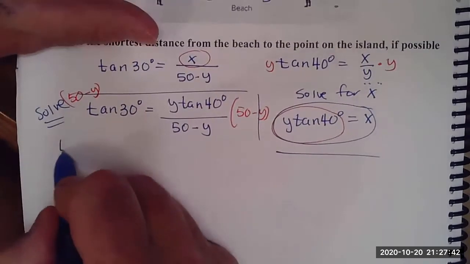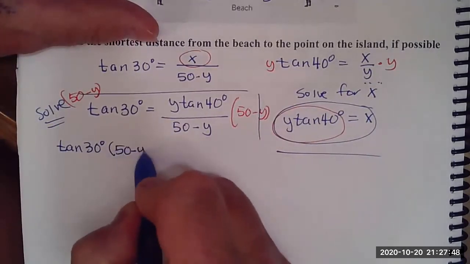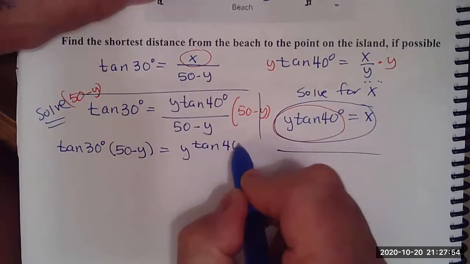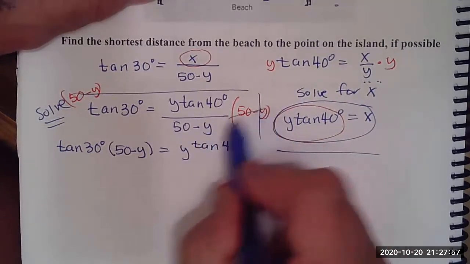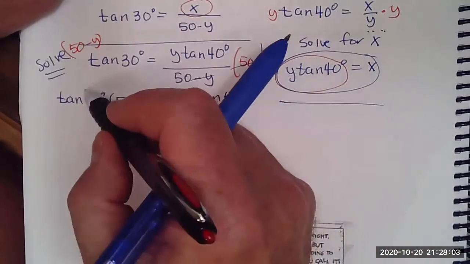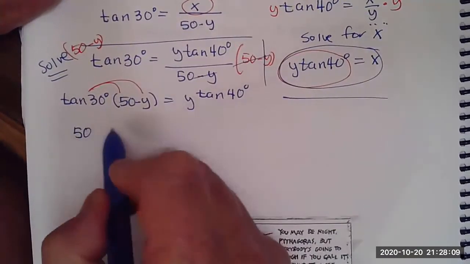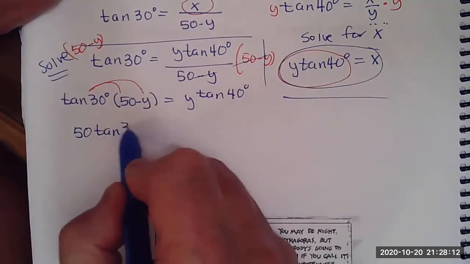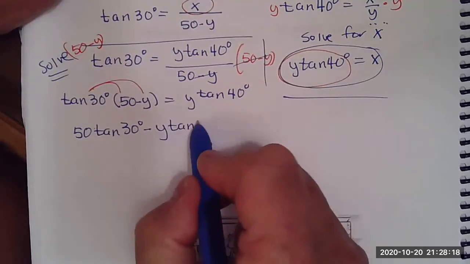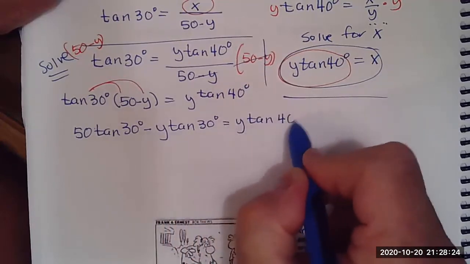And so what I've got is tan 30 degrees, parentheses, 50 minus y, equals y tan 40 degrees, because these two pieces cancel. The next trick is to distribute on the left side. I'll put the 50 out in front first, and that would be 50 tan 30 degrees, minus y tan 30 degrees, equals y tan 40 degrees.